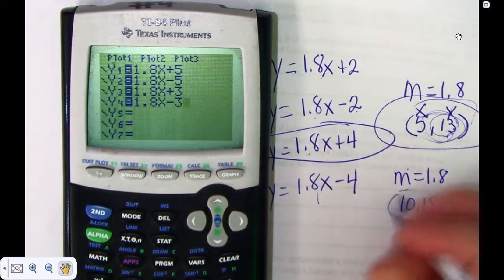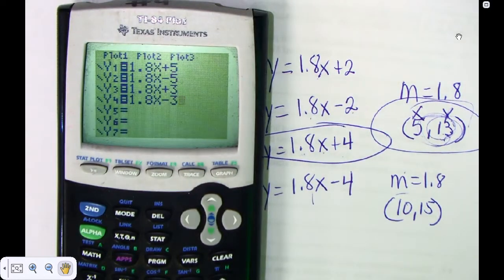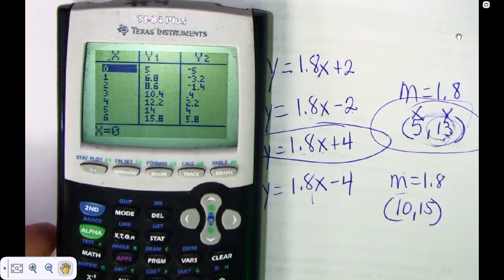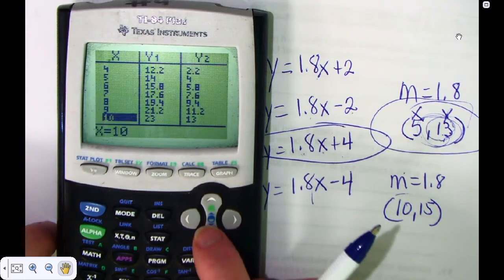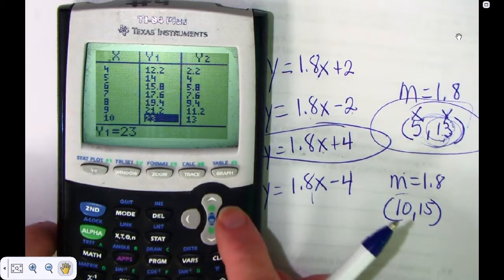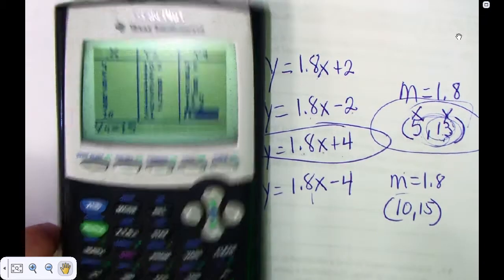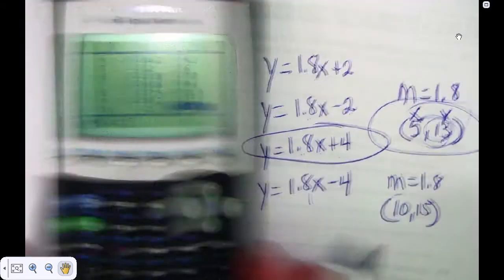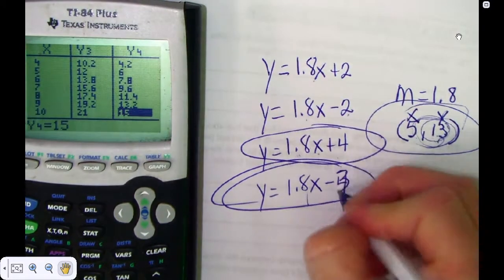So what do I do to go find 10, 15? Second table. What am I going to scroll down to? 10. X is 10. And then over until you find 15. Does everybody have Y4, 15? So that means this is the equation that's going to work. I mean, not -4. It's -3 this time.